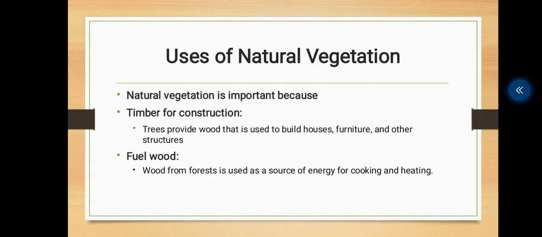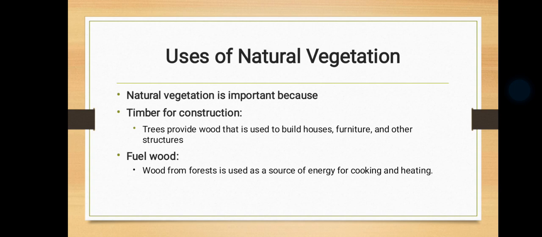Okay, after the natural vegetation of Pakistan, now we will discuss the uses of natural vegetation. Natural vegetation is very important for humans and the environment. We are going to talk about the uses overall, not specifically relative to Pakistan. First, it provides timber for construction, which is used in building houses and making furniture.